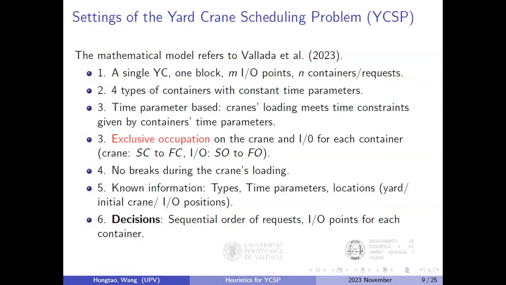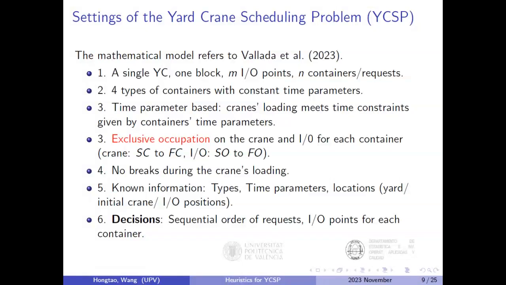So for yard cranes, we have our usage time period from start crane SC to finish crane FC. For each input-output point, we have a start occupation time SO to a finish occupation time FO. And totally these four variables are the most important variables of our mathematical model. And next, once we start a loading process, there is no break.